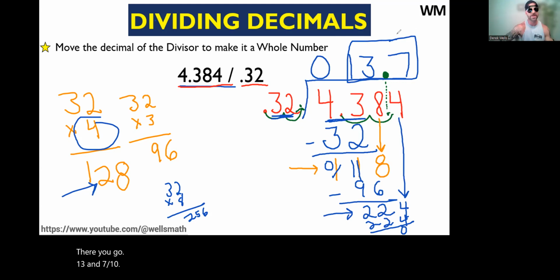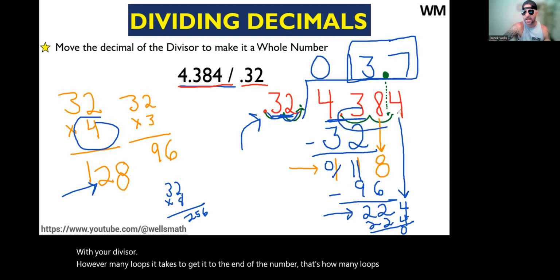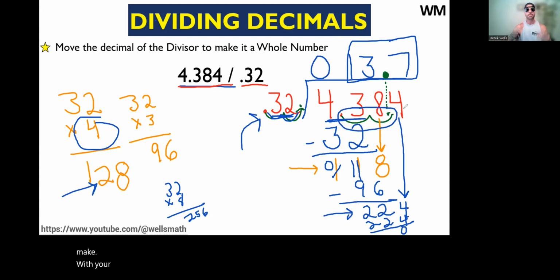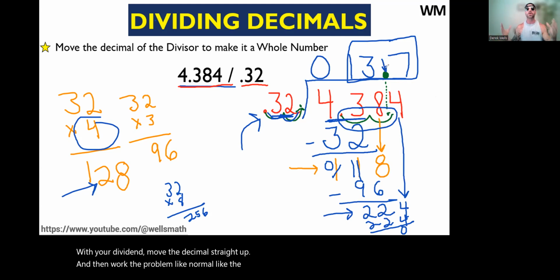So basically, you're moving your decimal over with your divisor. However many loops it takes to get it to the end of the number, that's how many loops you will make with your dividend. Move the decimal straight up, and then work the problem like normal, like the decimals aren't even there.